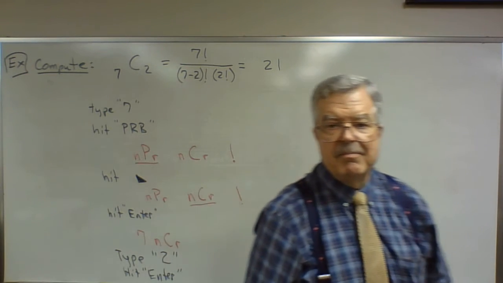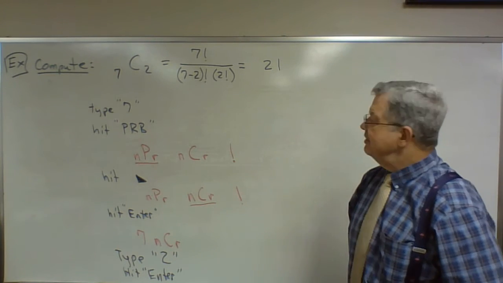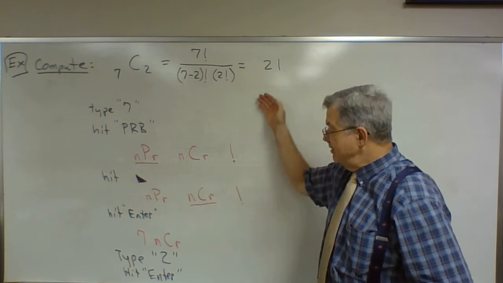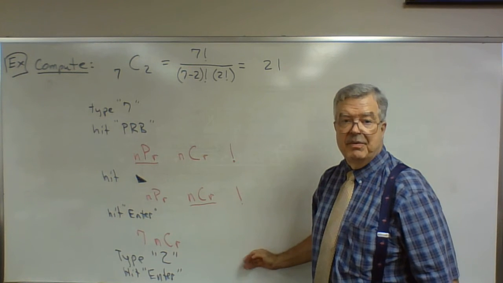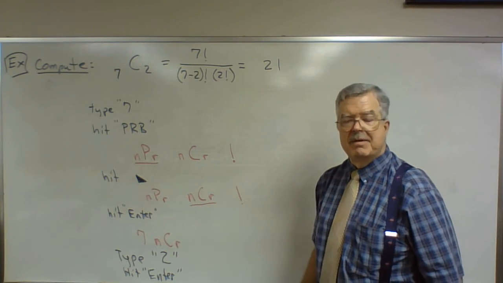I fit all of that in? By golly, I sure did. So when we use our TI calculator for the final, this is how we'll do it. And we'll get 21.